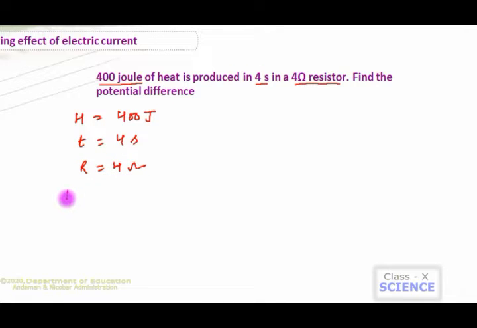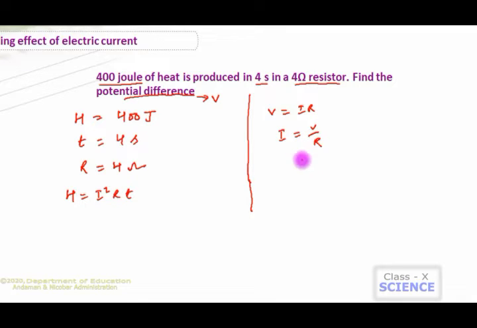Now we know that H is equal to I square RT, right? In our equation, nowhere is V given. Here the symbol of potential difference is V, so in our equation we should have V. But we have the idea, right? V is equal to IR. On rearranging, we will get I is equal to V by R. In our equation we have I square. So here I square is equal to V square by R square.